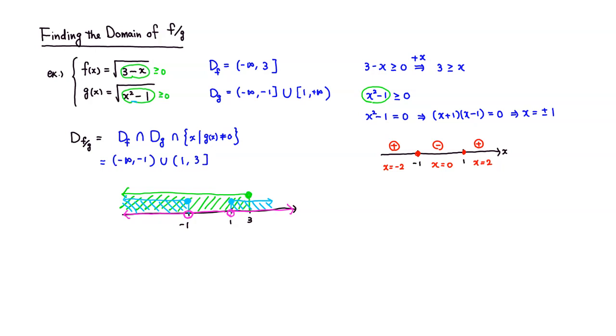Therefore, the domain of f over g is the interval from negative infinity to negative 1, not including negative 1, union from 1 to 3, not including 1, including 3. This is the domain of f over g. That's it. I hope that this was clear.